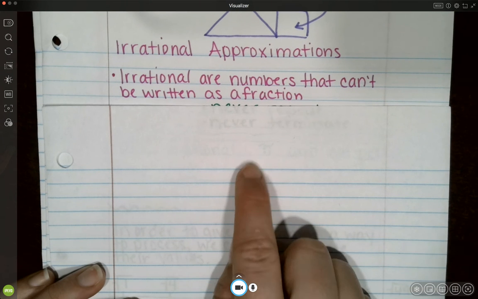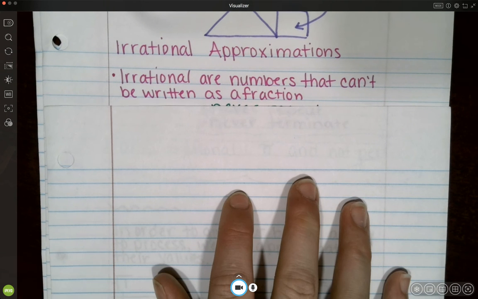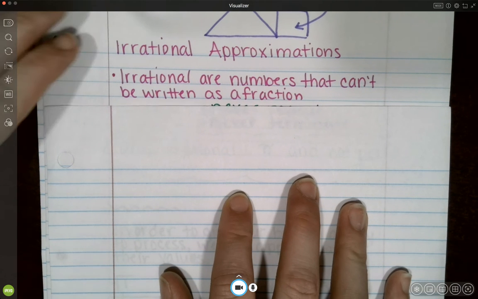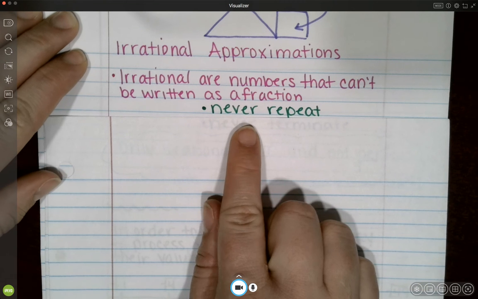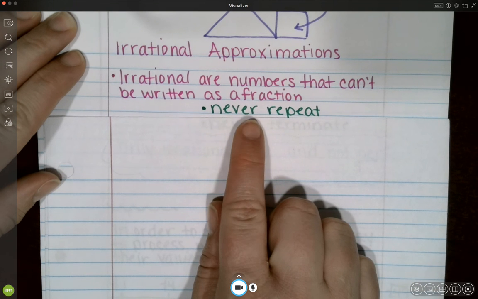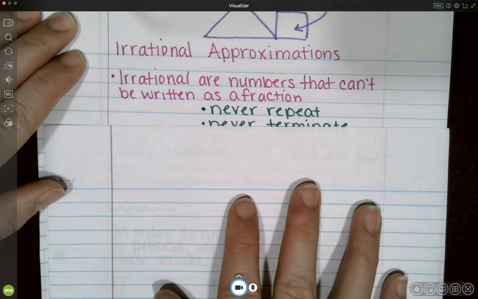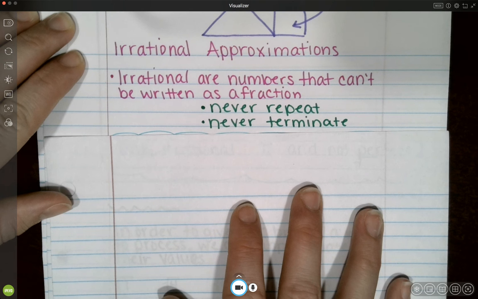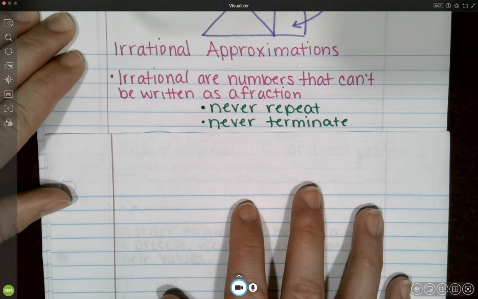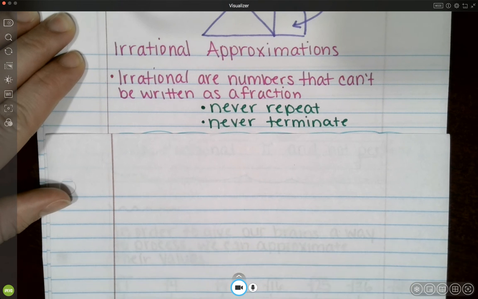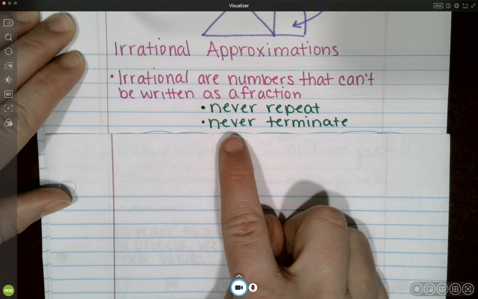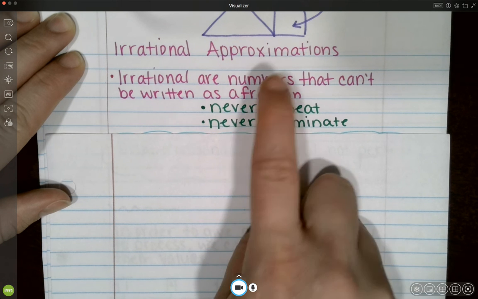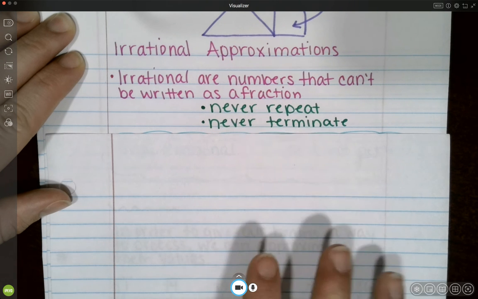Irrational numbers are numbers that can't be written as a fraction. So you're like, wait, what does that even mean? That means the numbers that come out that are irrational will never, ever, ever repeat, and they will never, ever, ever terminate. Okay, so we had worked with decimals and converting them to fractions and back and forth. Well, in this instance, we have our never cases, which is why they're on an island floating by themselves.